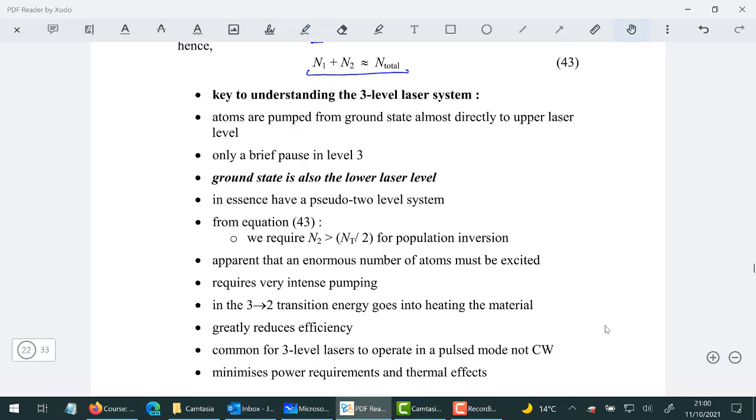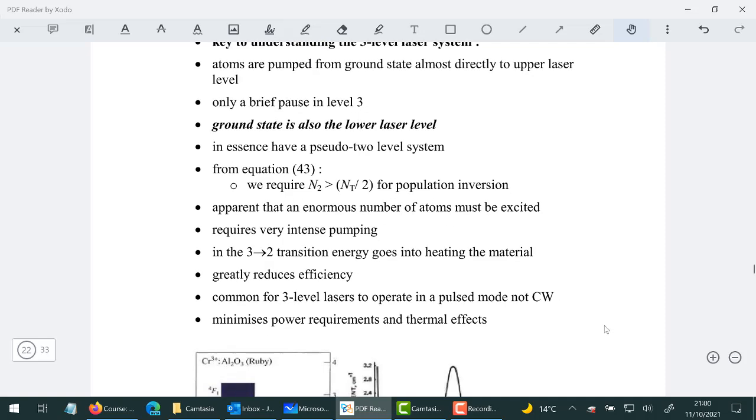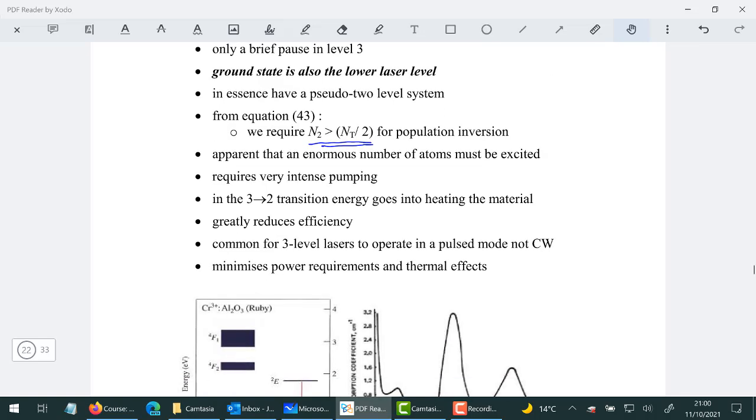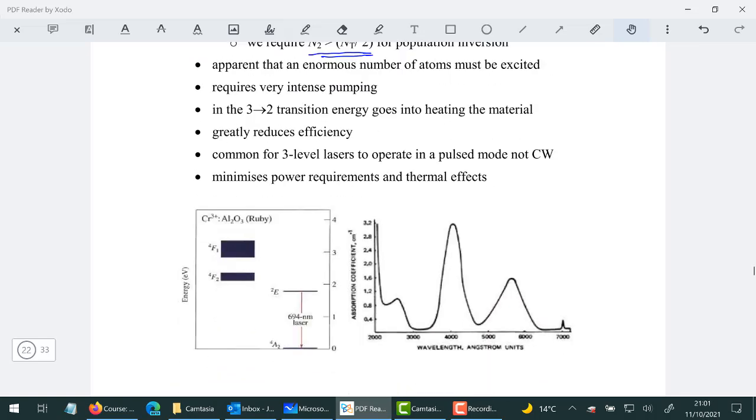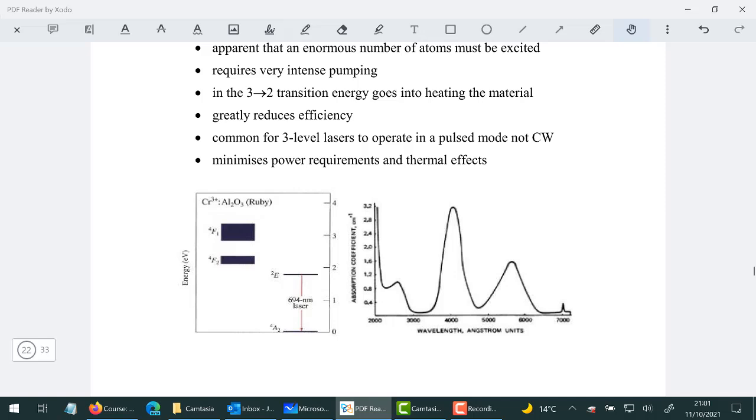Now, one of the problems with this is that the ground state is also the lower laser level, so that again means that we have to get at least half of the atoms up into level 2 before we're starting to get gain. Okay, so that's an enormous amount of energy that we need to put in there, and that requires very, very intense light sources.